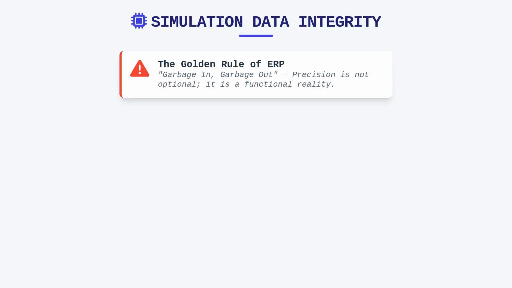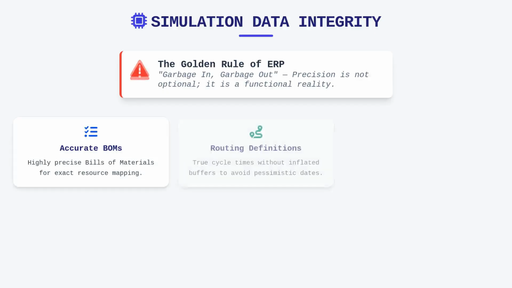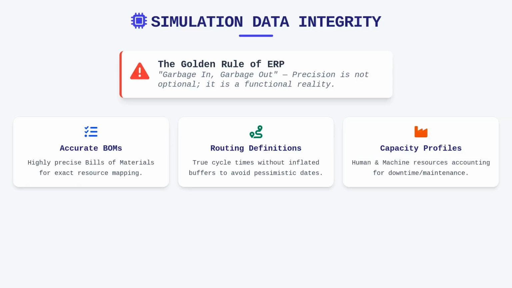To make this simulation useful, you must ensure that your underlying data is exceptionally precise, as garbage in, garbage out is not merely a cliché, but a functional reality in ERP. You need highly accurate bills of materials, detailed routing definitions that reflect true cycle times, and robust capacity profiles for both your human and machine resources.